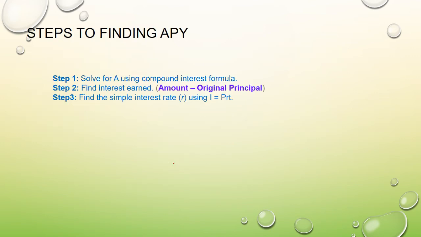Alright, steps to finding the APY. Remember, the APY is just the annual percentage yield, and that means after 1 year, how much interest would you have earned. So step 1 is to solve for A using the compound interest formula. Step 2 is to find the interest earned, which is amount minus original principal. And then step 3 is to find the simple interest rate, or R, using the simple interest rate formula, I equals PRT. These are the steps they mentioned to you in the book. We're going to go over that, and then I'll show you something a little bit easier.